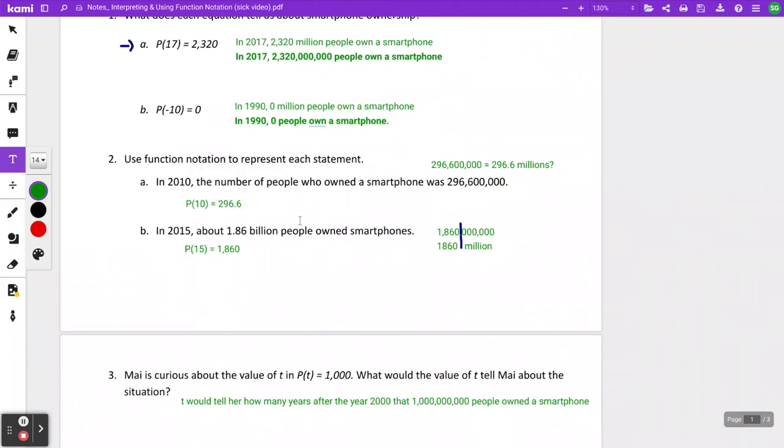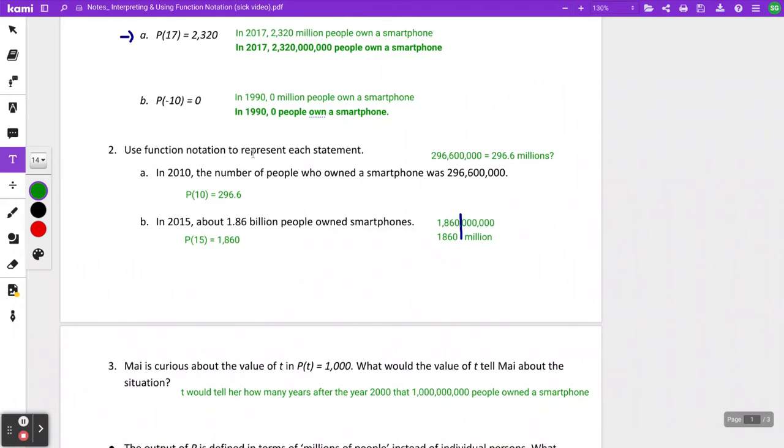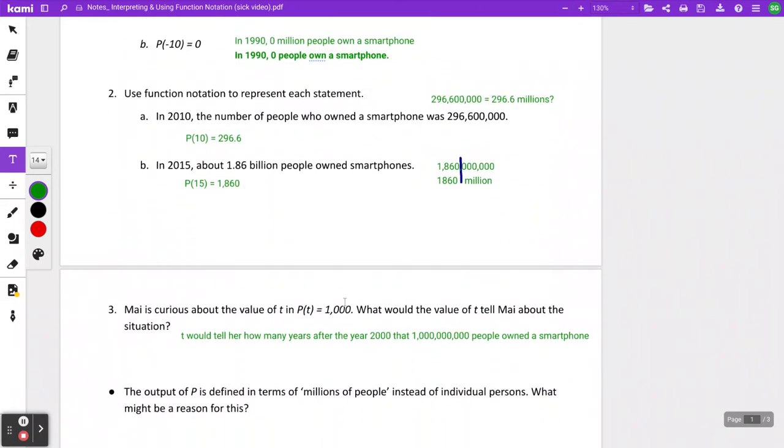Like if I look at some of these function notations we had written before, notice both those numbers in our equation are smaller. I'm talking about this huge number, but I'm only writing down 296.6. And I'm talking about the year 2010, which looks small in comparison to this number over here, but it's still a really big number. But I just have to use the input of the number 10 to represent my input. And we're seeing that across the board with all of these.